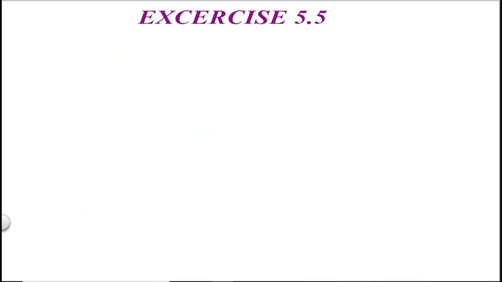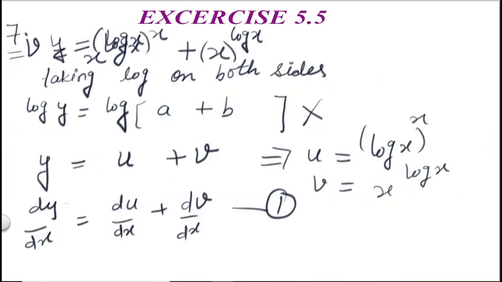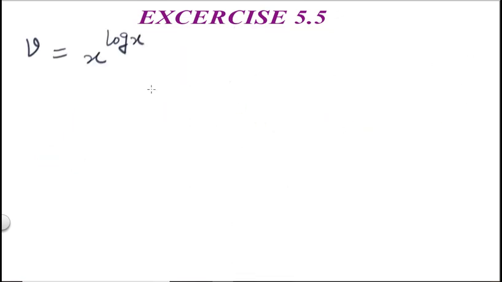So just writing on the new sheet, v will be x to the power log x. Clear? As I can show you in the starting of the question, what was there? See, we had 7th question as log of x whole power x. This was our u, and v is x to the power log x. Clear? So I have written v.